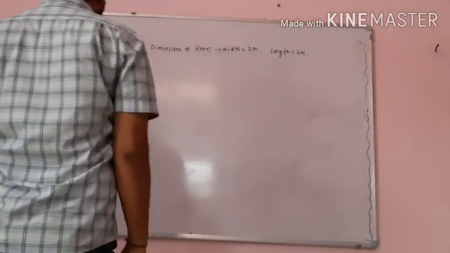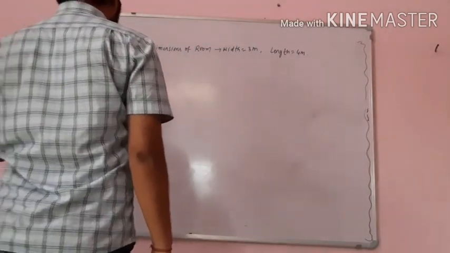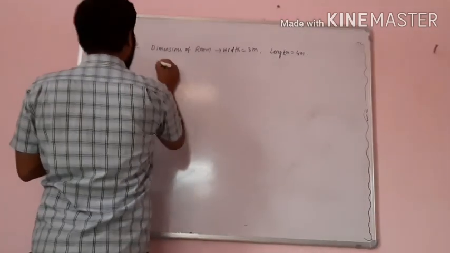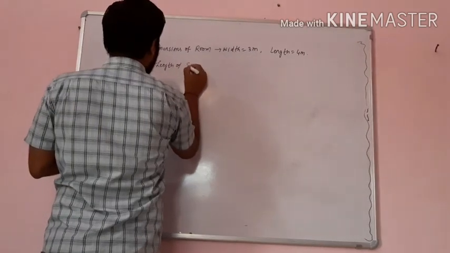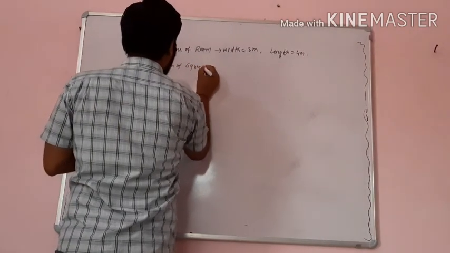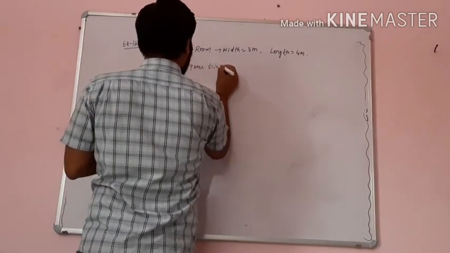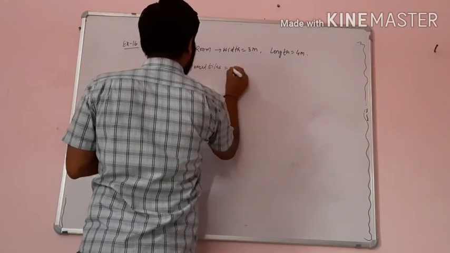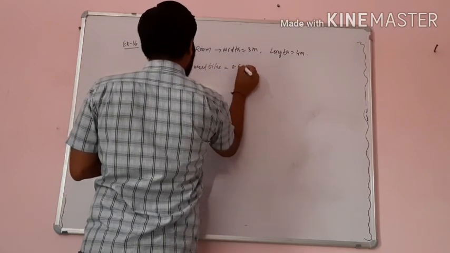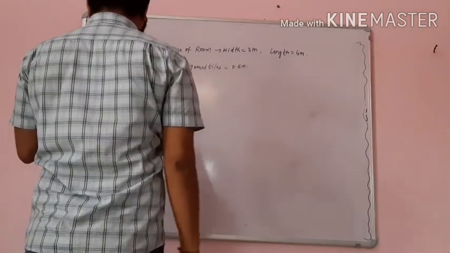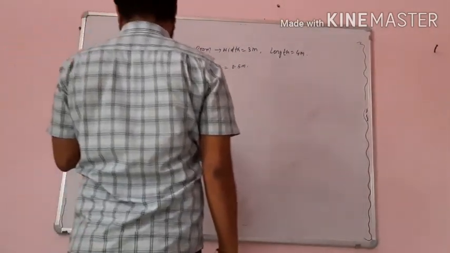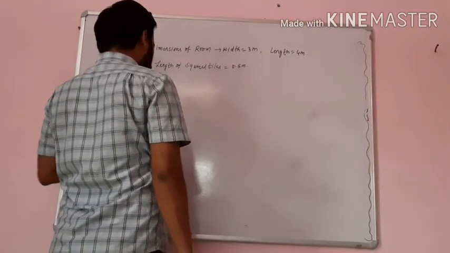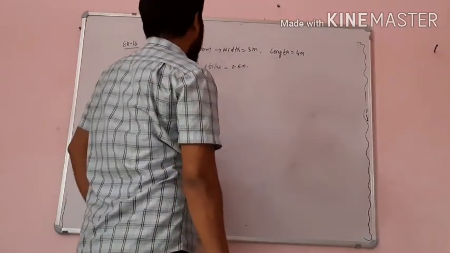Each square tile has a side of 0.5 meter. Now, the length of a square tile is 0.5 meter. Find the number of tiles required to cover the floor of the room.